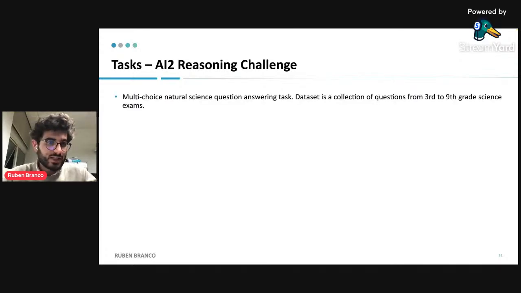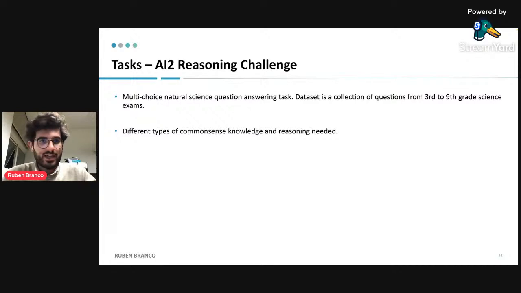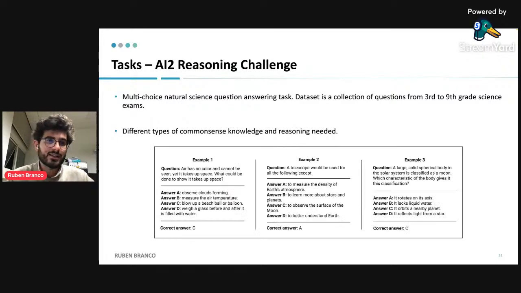The second task is the AI2 Reasoning Challenge. So it is a multiple choice natural science question answering task. This would be like those types of exams and tests that we did, let's say in the 3rd or 4th or 5th grade with multiple choices. And actually this data set was made from a collection of questions from 3rd to 9th grade science exams. And it requires different types of common sense knowledge and reasoning, knowledge such as experiments, algebraic, definition, and also different types of reasoning like analogies, algebraic, question logic, linguistic matching, and many others. So it's a very rich data set.